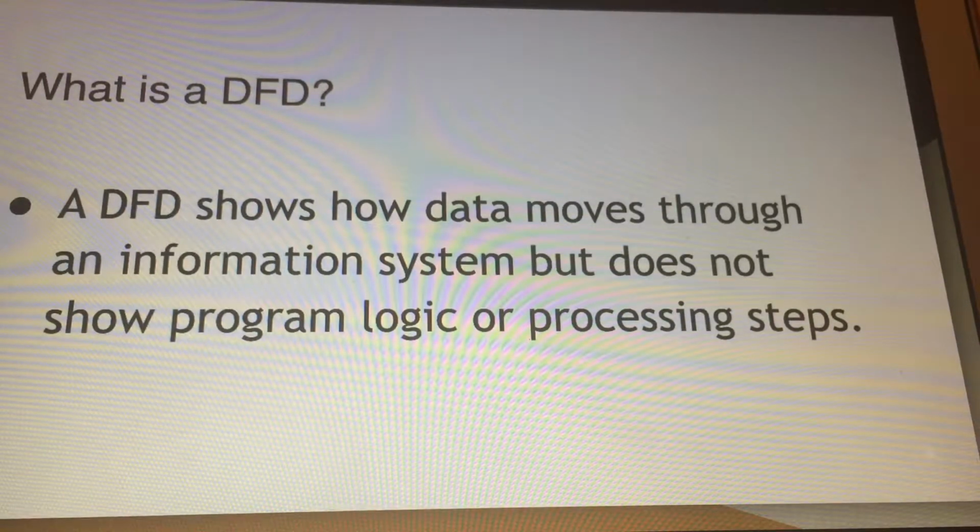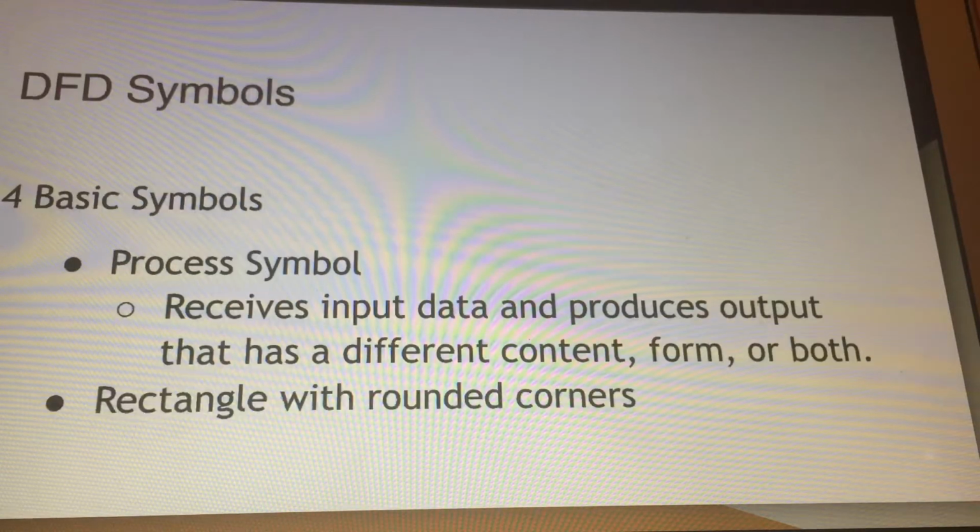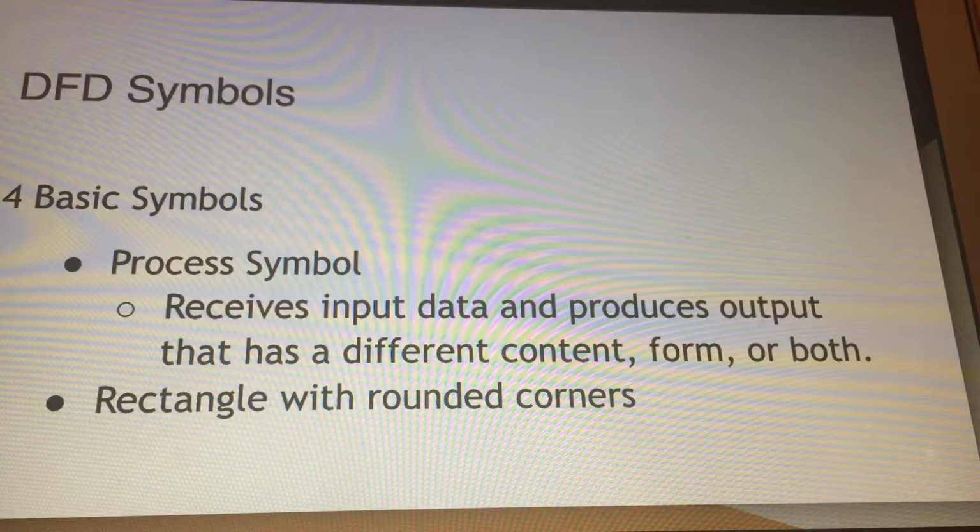So a DFD shows how data moves through an information system, but it doesn't show you the details of all the steps. It just kind of gives you an overview. There are 4 symbols that go into it that represent processes, data flows, data stores, and entities.